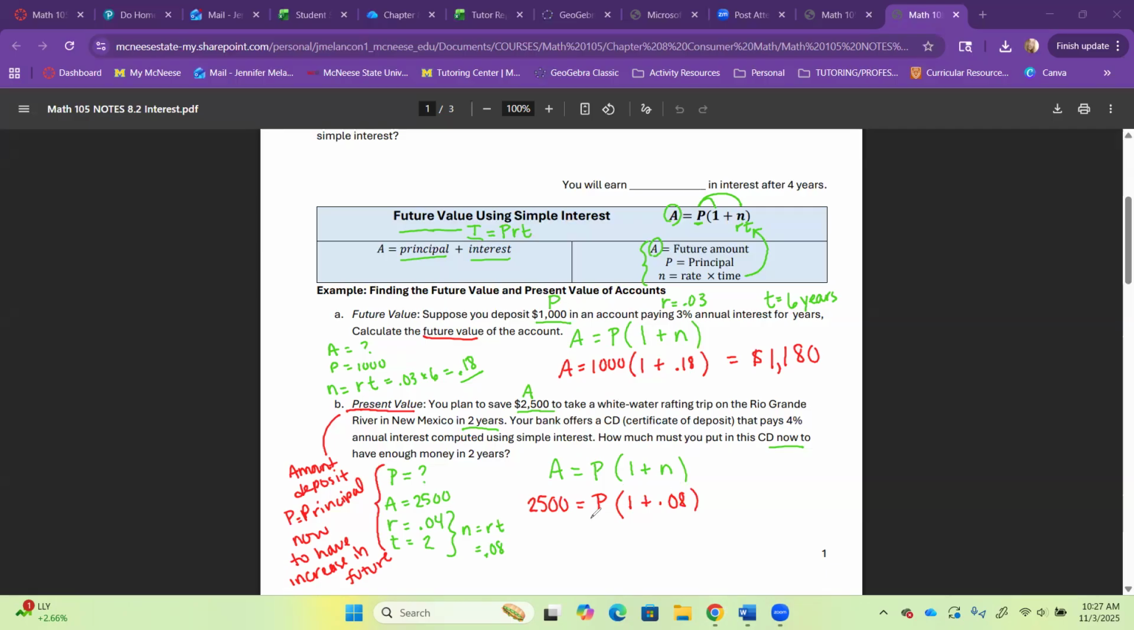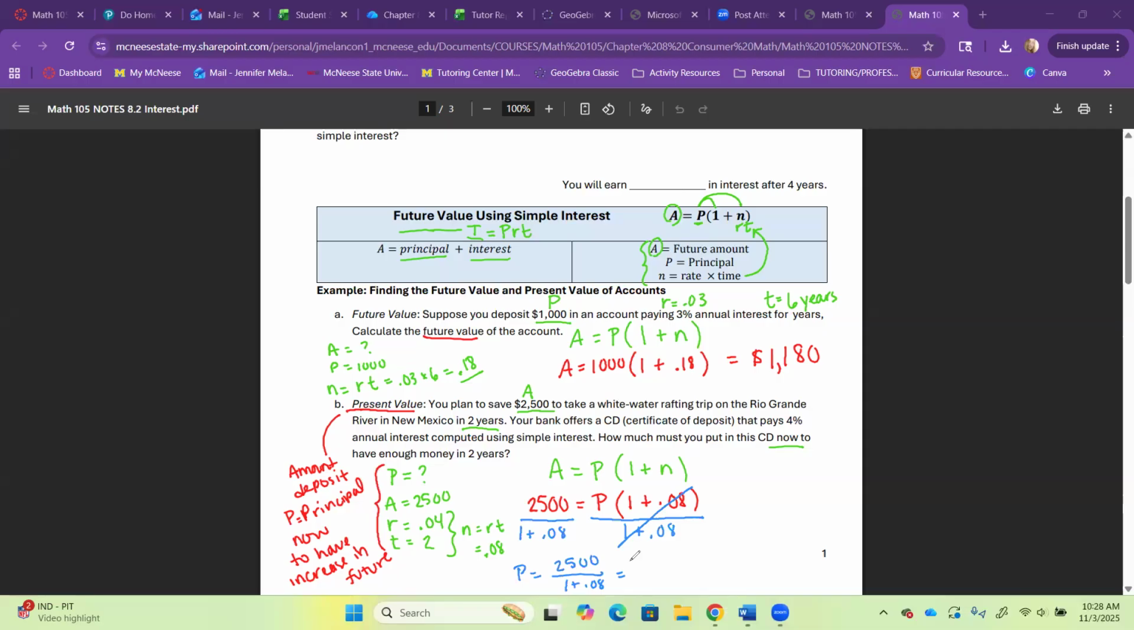So if it's multiplication, I know that I just undo that with division. And I have to do it to both sides to keep my balance. And then this whole amount divides out. And so then what I'm left with is P equals 2,500 over 1 plus 0.08, which is equal to, and sometimes we may get an approximation, sometimes we may have to cut our decimal short, 2,500 divided by 1 plus 0.08.